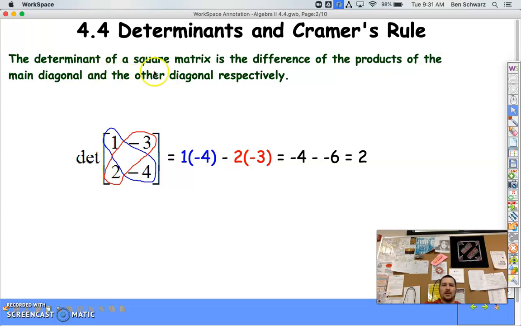The determinant of a square matrix, so again, that's the same number of rows as columns, is the difference, meaning subtraction, of the products, meaning multiplication, of the main diagonal and the other diagonal, respectively. So when we take the determinant of a 2 by 2 matrix, we're multiplying our diagonals, 1 times negative 4, and 2 times negative 3, that's in blue and red here. And we're taking the difference. So we end up with negative 4 minus a negative 6. So the determinant of this matrix would be 2.